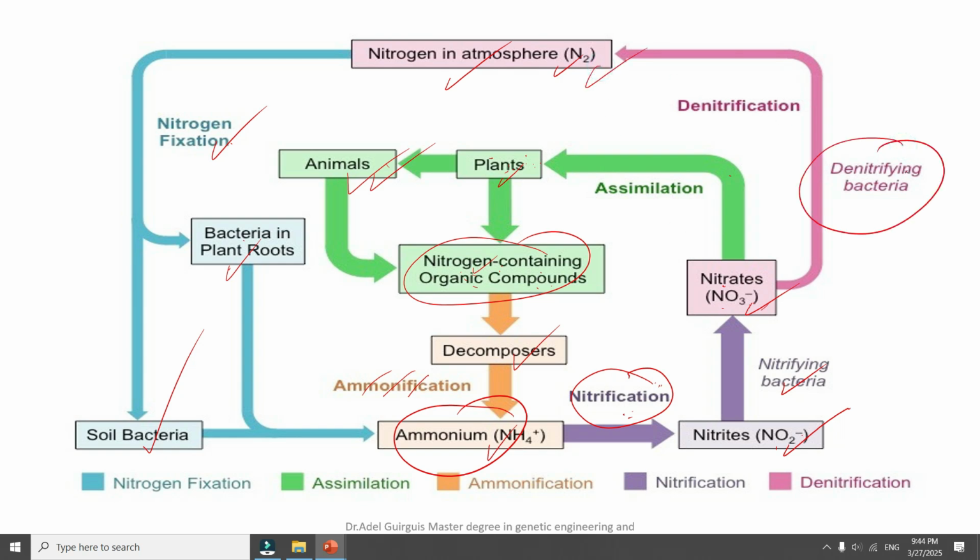The only pathway where nitrogen returns back to the air is through a certain type of bacteria found in mud, in waterlogged soil, in anaerobic conditions. These bacteria return nitrogen into the atmosphere through the process called denitrification. Denitrification. It's okay?